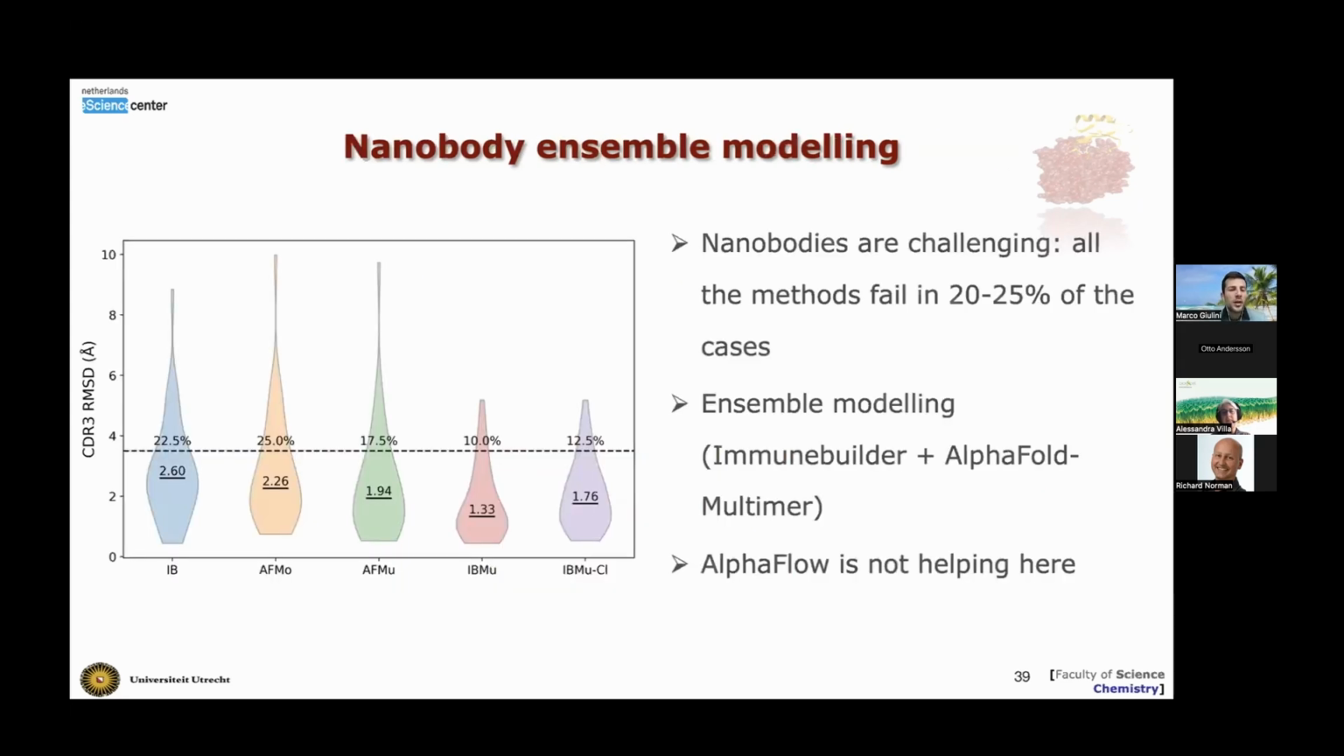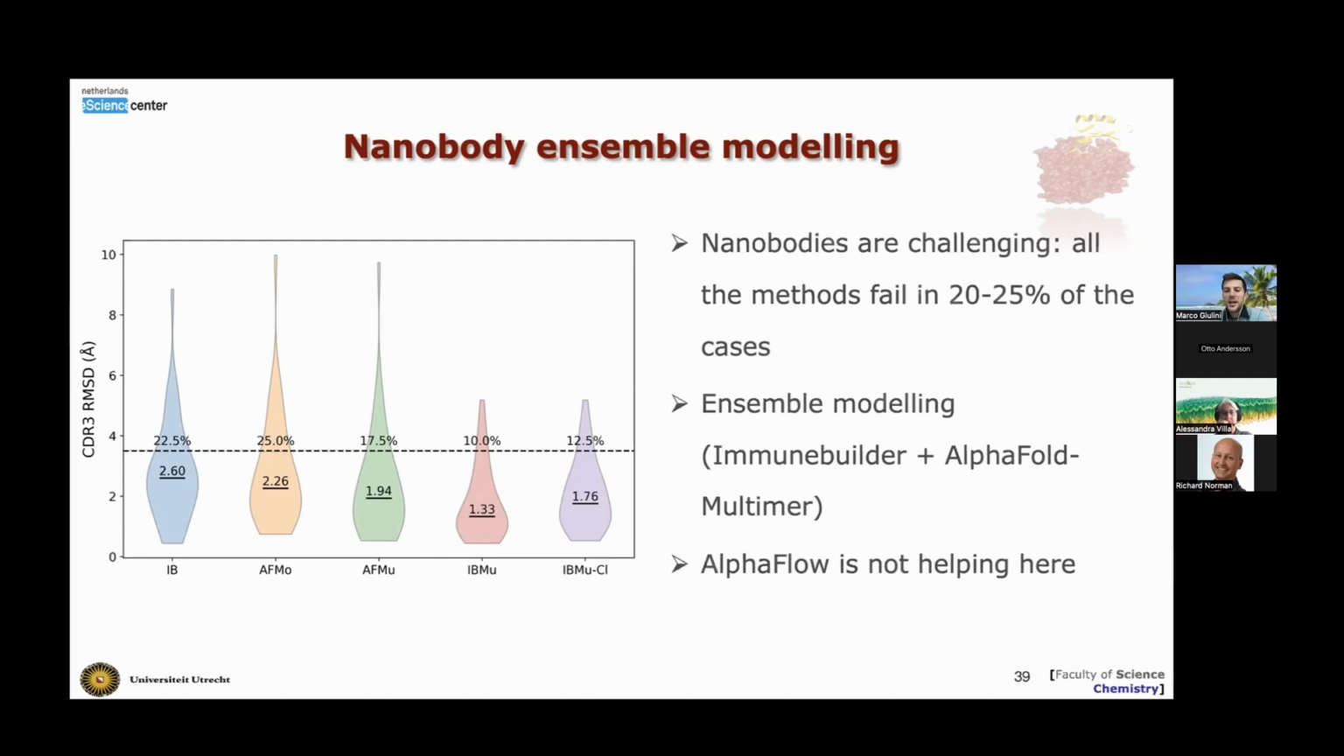If we look at the quality of the nanobody ensembles, we can see that nanobodies are actually challenging, probably even more challenging than antibodies. And all the tested methods failed to basically give an accurate description of the CDR3 loop for like 20-25% of the cases. But again, if you combine different methods in an ensemble, you see how the chances of getting a reasonable model are actually increasing. And so here we found out that if you combine AlphaFold multimer predictions and Immune Builder prediction, basically only 10% of the times you have a model that is very far from the experimental structure.